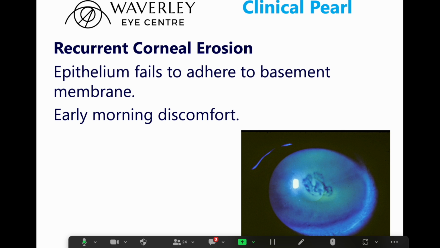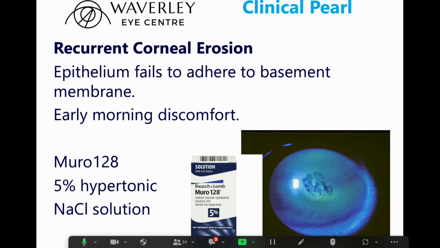So what you need to do is you need to somehow prevent those cells from being ripped off every single morning. So the thing I'd use for this is a Muro 128, which is an over-the-counter hypertonic salt solution. Well, it comes in an ointment and drop. I usually use an ointment. I say put an ointment in every evening. And how long do you do that?